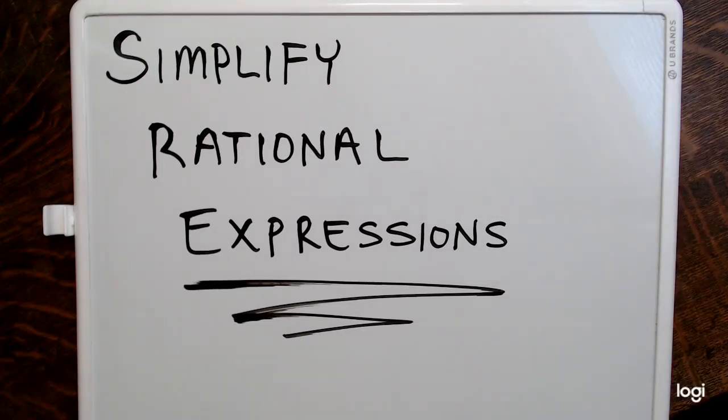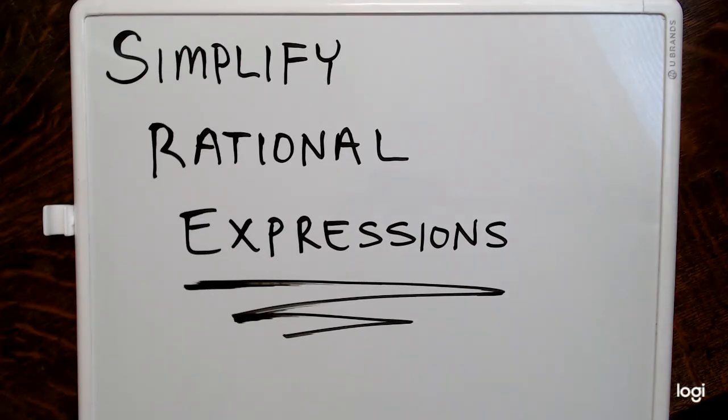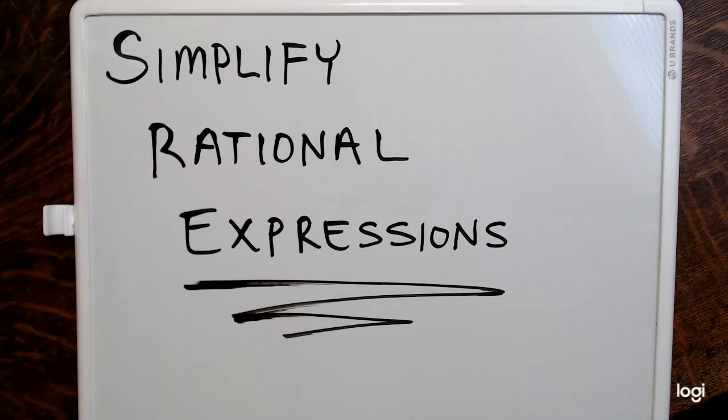Welcome to this video on simplifying rational expressions. Recall that a rational expression is a fraction where the numerator and denominator are both polynomials, so a ratio of two polynomials. And when we talk about simplifying a rational expression, it's just like simplifying a fraction. You're trying to rewrite it so that the numerator and denominator have no common factor.